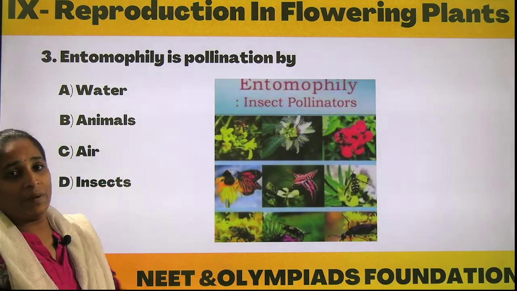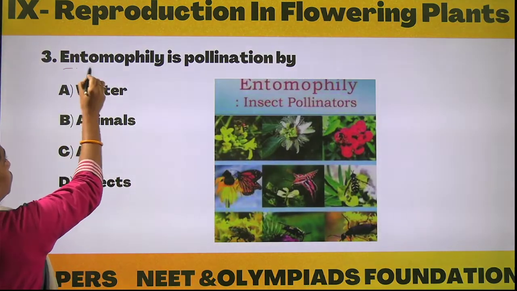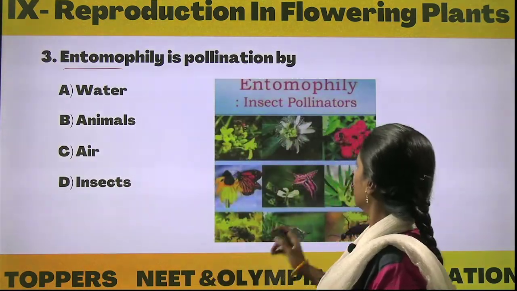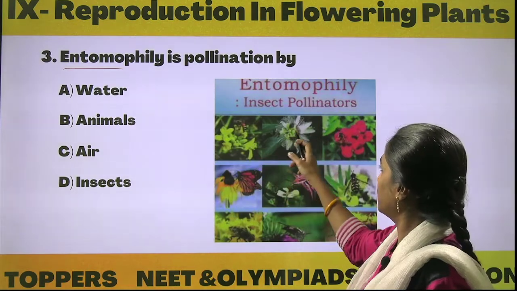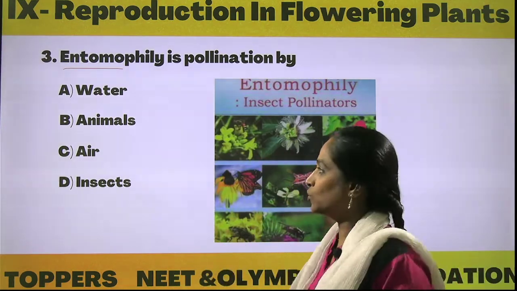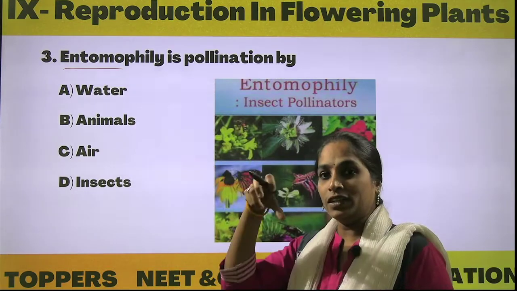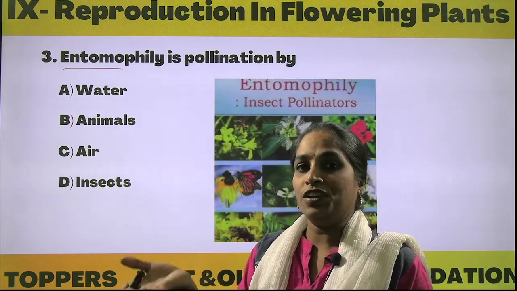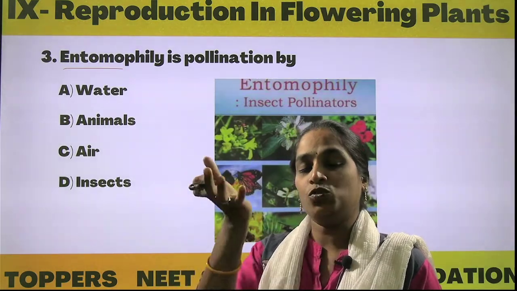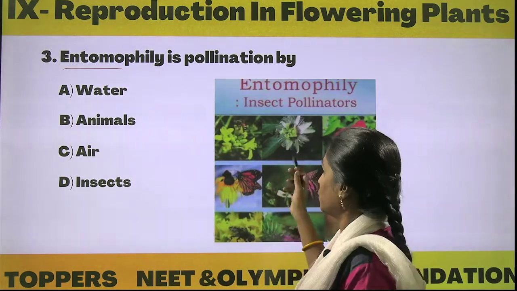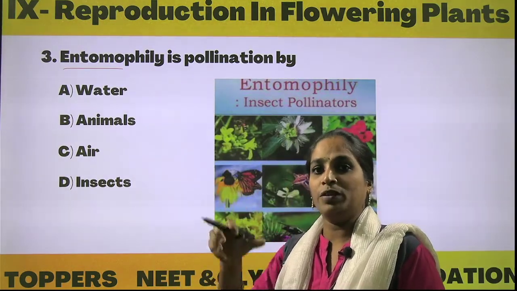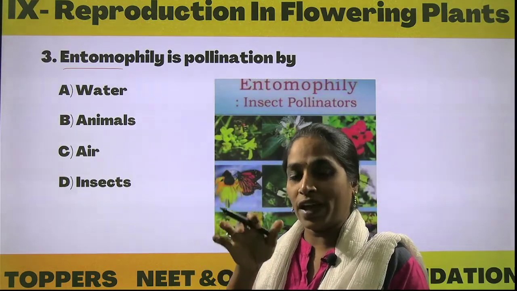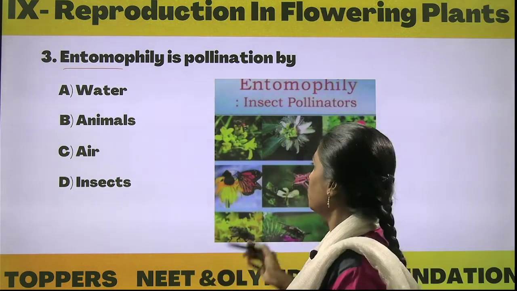Entomophily is pollination by entomo. What is entomo? Entomology is the study of insects. The picture indicates, here you can observe multiple insects trying to suck the nectar. While they are sucking the nectar, the tips of the legs of insects carry the pollen grains, and as they move from one flower to another flower, or within the same flower, the tips of the legs of insects carry the pollen grains from one place to another place.